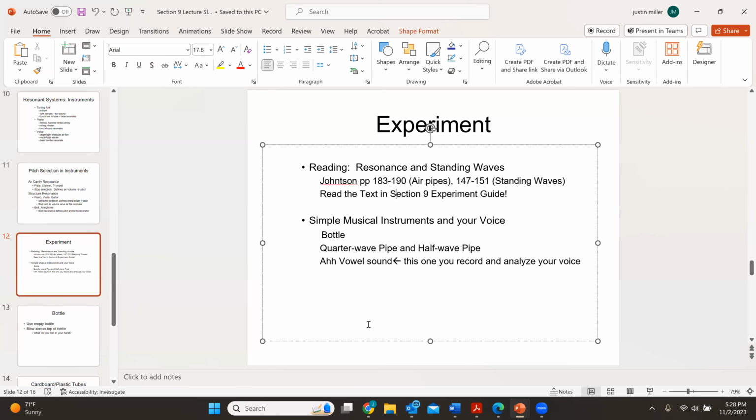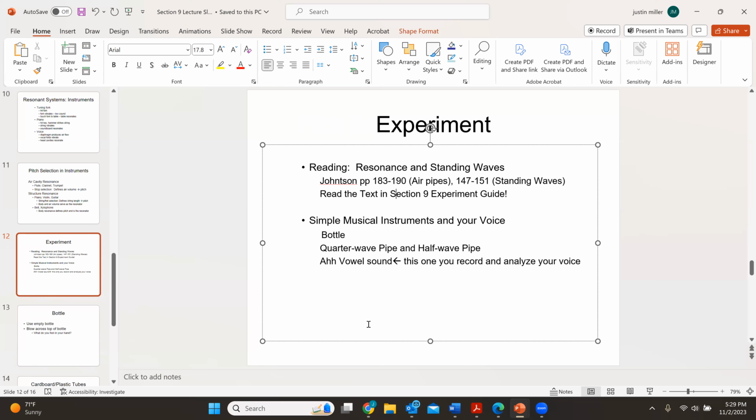You're going to look at the sound that an empty bottle makes when it is blown across, ultimately activating some frequencies within it. You're going to look at a quarter wave pipe. You're going to look at a half wave pipe. And then you are also going to look at your own voice, you producing a vowel sound. And that vowel sound is "ah," like you're going to the doctor. Say "ah." That's it.